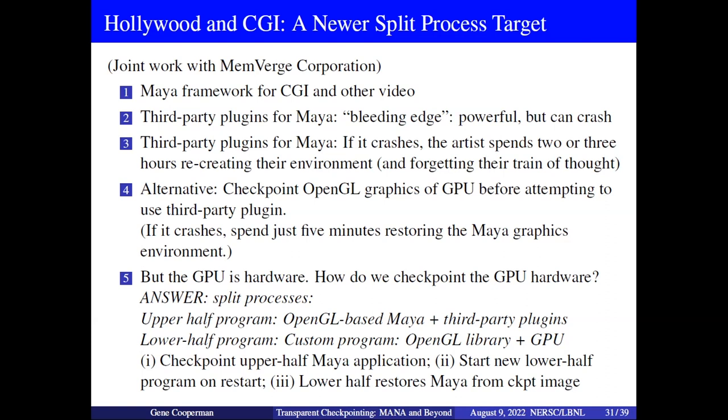Autodesk has this framework Maya. With Maya, the Hollywood CGI developers can develop graphics, but if you're doing it for a movie that's going to cost $100 million, there are great designers who want to try the leading edge graphics. These are usually going to be a third-party plugin for Maya. The third-party plugin for Maya might very well have bugs for corner cases. So you can try it, but maybe it'll crash. If it crashes, it might take you 3 hours to set up your complex environment again. Wouldn't it be great if you just say, checkpoint, now try it. And if it crashes, no big deal, just restart. And in 5 minutes, it's working again. So this is what Memverge is offering there.